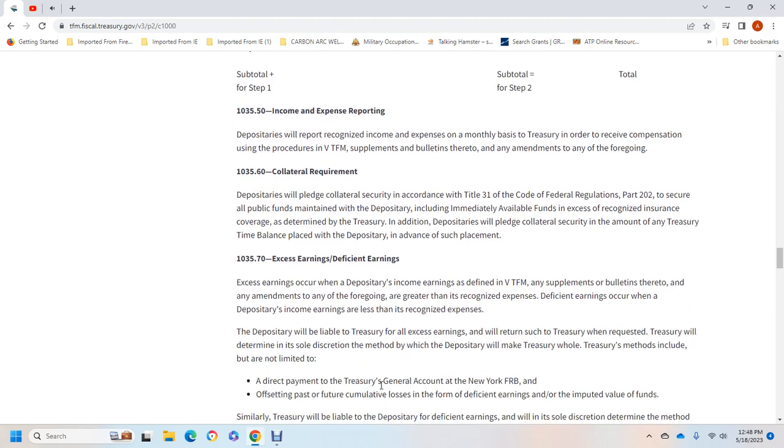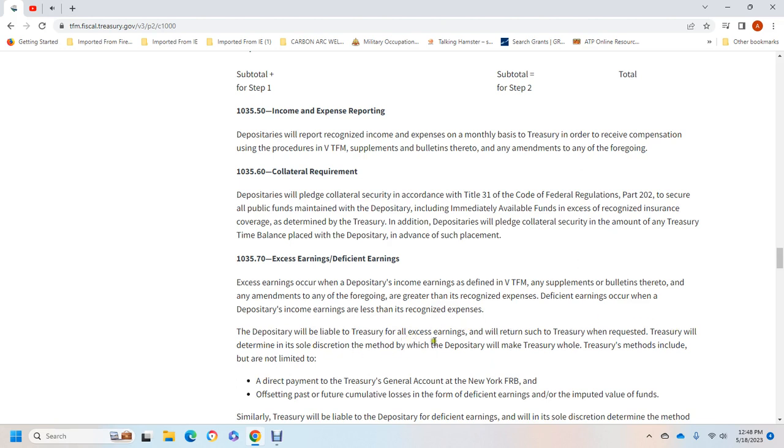Excess earnings and deficient earnings. Excess earnings occur when the depository's income earnings, as defined in the supplements, bulletins, and amendments to any of the foregoing, are greater than the recognized expense. Deficient earnings occur when daily deposit income earnings are less than recognized expense. The depository will be liable to the Treasury. All excess earnings will be returned to the Treasury when requested.